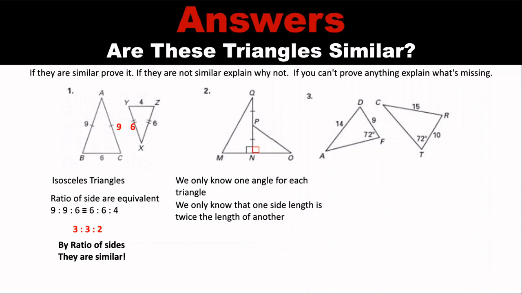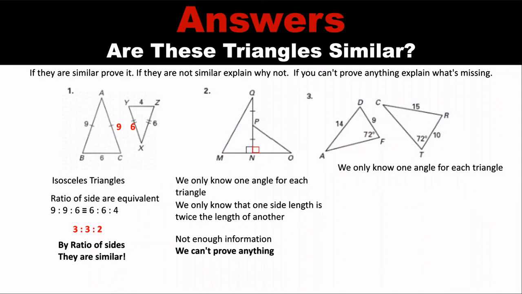We only know one angle. We only know that one side length is twice the length of the other. Not enough information. I would like to know some more information about the other side length so I could do SAS, but I can't prove anything as it is.